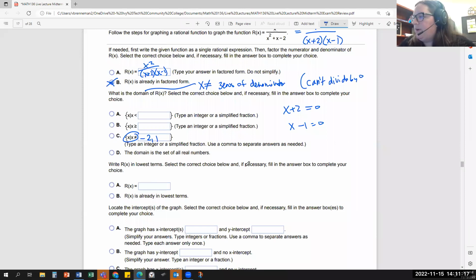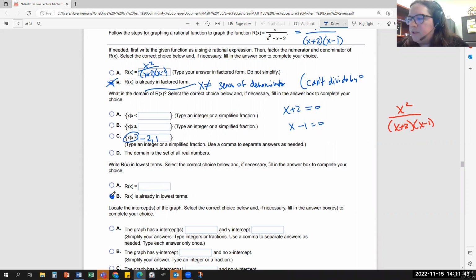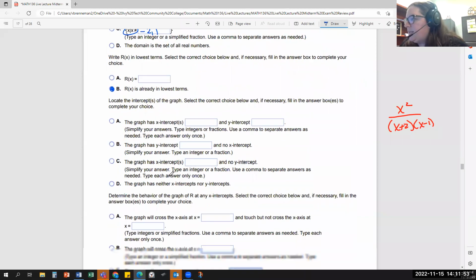Then it asks for the simplified form. If we did have the same factor on the top and bottom, that factor would cancel out, but it would still have to be excluded from the domain. That's why they asked the domain first and then the lowest terms. This one didn't have any simplifying to do, so you want to choose that it's already in lowest terms. You don't want to rewrite the function. So then it asks about the intercepts.